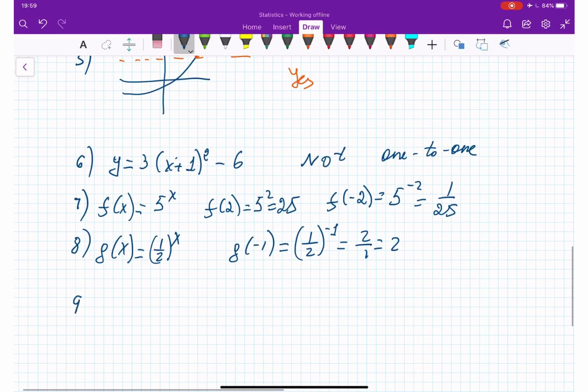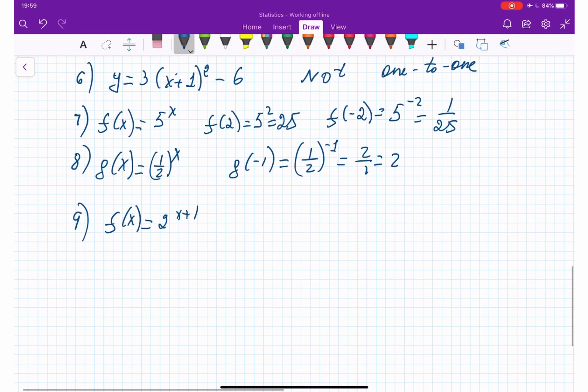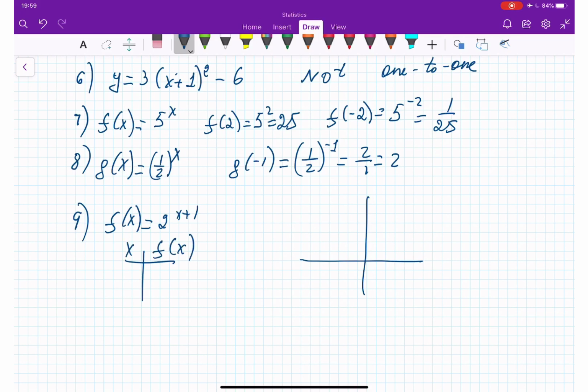Number 9. So we need to graph f of x is equal to 2 to the power x plus 1. Okay, so I'm taking x is equal to, let's say, 0. Then I'm getting 2 to the power 0 plus 1. That is going to be equal to 2 to the power 1, which is 2.